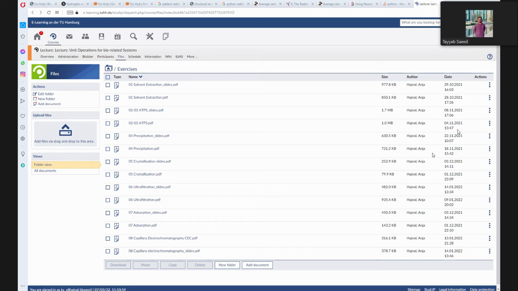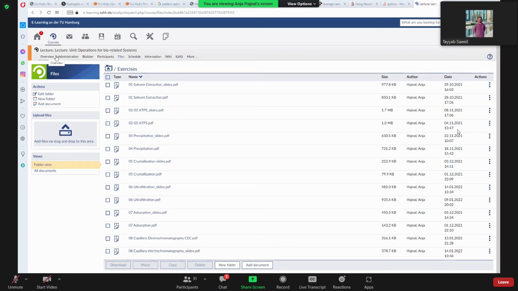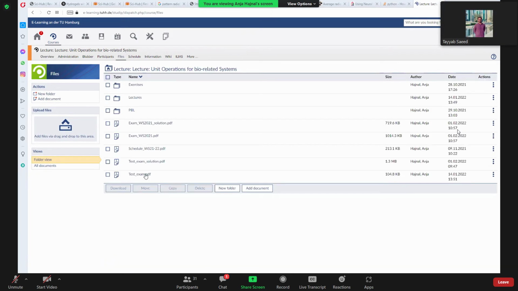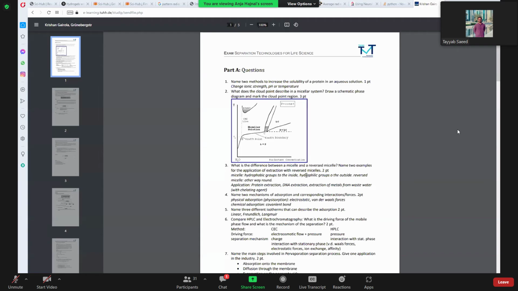I have one more question. Tell me. From the test exam and solution, if you go there, there is one solution where you have to linearize the one equation. I could not understand. It is such a big equation, but how can we linearize that one?